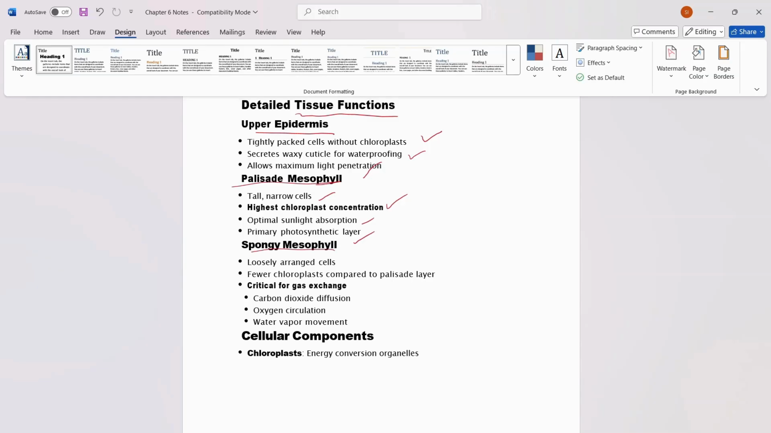Spongy mesophyll, let's see what they do. They are loosely arranged cells. Fewer chloroplasts are present as compared to the palisade layer. They are critical for gas exchange. In there, carbon dioxide diffusion takes place, oxygen circulation takes place, and water vapor movement also happens there.